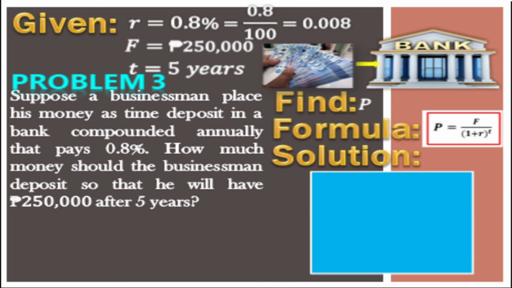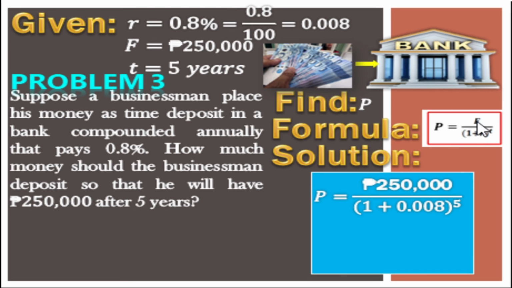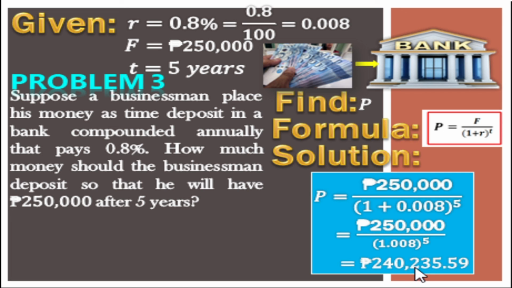So based from the given, we will substitute the rate, the future value, and T to the formula. Thus, our future value is 250,000 pesos. Our R is 0.008, and our T is 5. Simplifying the denominator, we get 1.008 or 1 and 8 thousandths. Next, we are going to simplify the denominator first by raising 1.008 to the power 5. And this is a very small amount. Dividing 250,000 pesos by the answer, we get 240,235 pesos and 59 centavos.